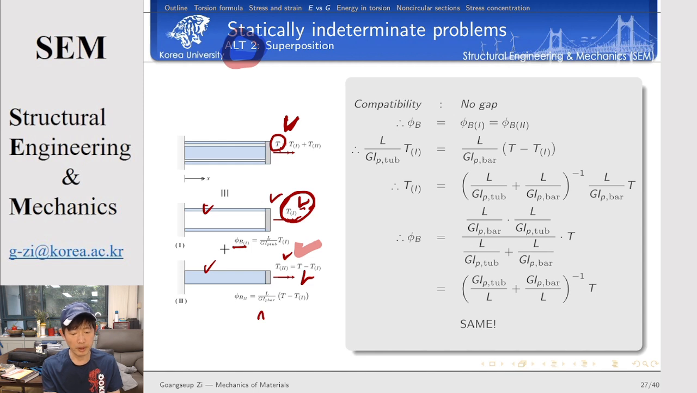That means the angle of twist at point B of system 1 should be equal to the angle of twist at point B of system 2. They are the same. So instead of PB1 and PB2, we just want to use PB, okay? If you plug in here and use this force equilibrium, then we can obtain this expression.